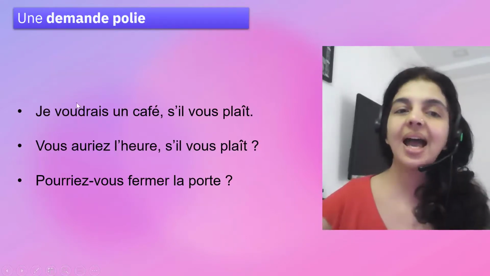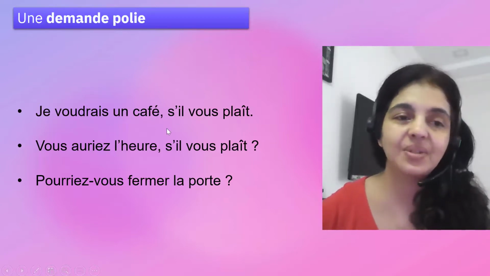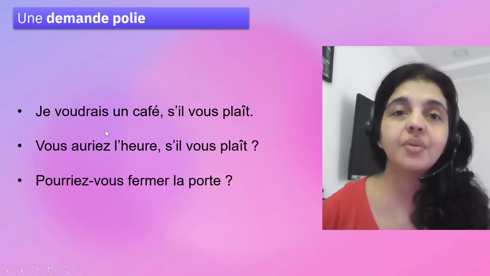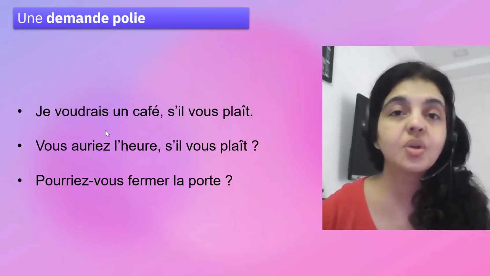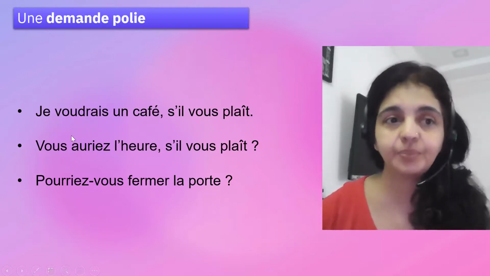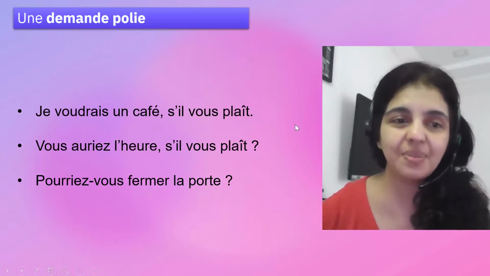Okay. And now a few simpler sentences which you can use in day-to-day life. Je voudrais un café. Je voudrais. Whenever you want to ask for something, never use je veux. That's very impolite. You have to say je voudrais. Je voudrais un café, s'il vous plaît. I'd like a coffee, please.